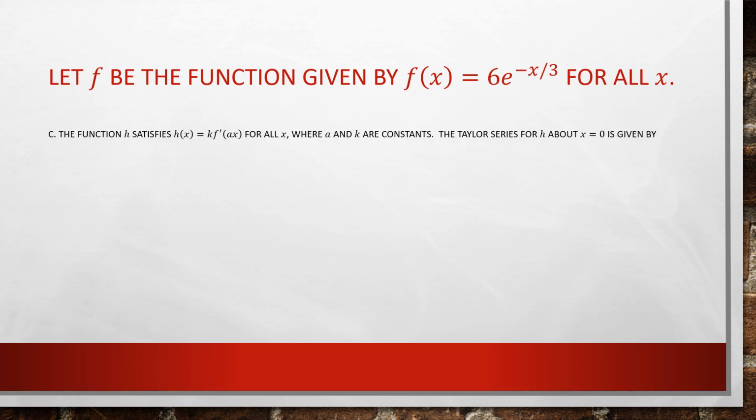All right, next question says the function h satisfies h of x equals k f prime of ax. And they want us to find the Taylor series for h. So the first thing I did was I noticed that they gave us that h was like this series. And so the first thing I did was I found the derivative of f because they told us that h was k times the derivative of f. So I found the derivative of f, and I recognize that since f prime equals h, I set those two things equal to each other. So h equals that derivative times my k.